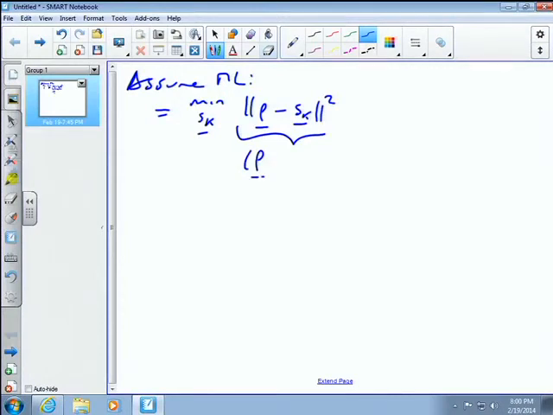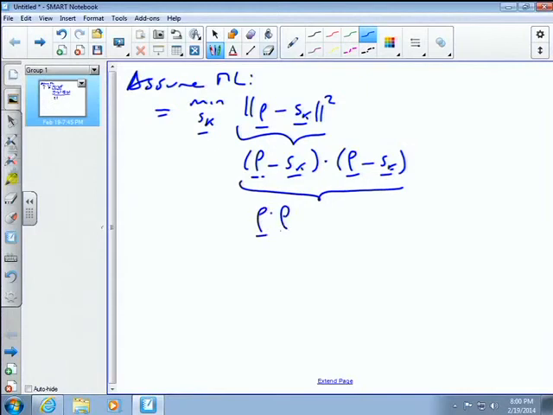So I have rho. And so what is the norm squared? Dot product, vector dot product, right? So that's going to be equal to that thing dot that thing, right? Which is equal to rho dot rho, and then minus rho dot sk, then minus sk dot rho, and then plus sk dot sk.